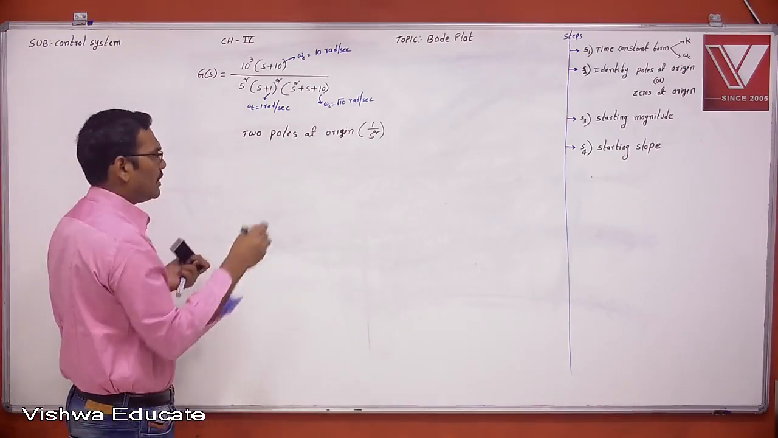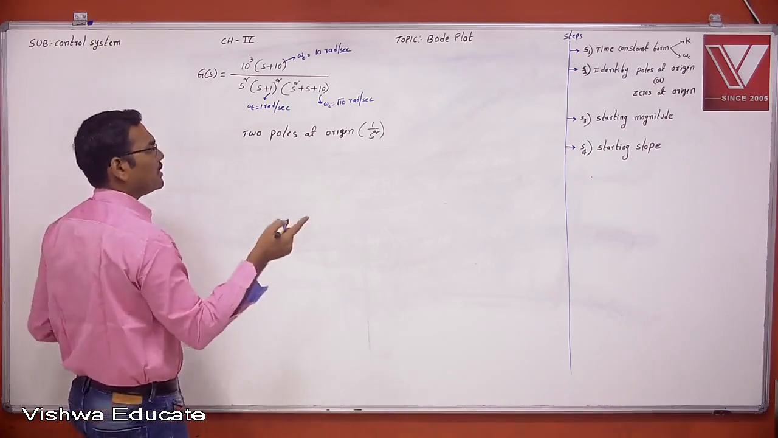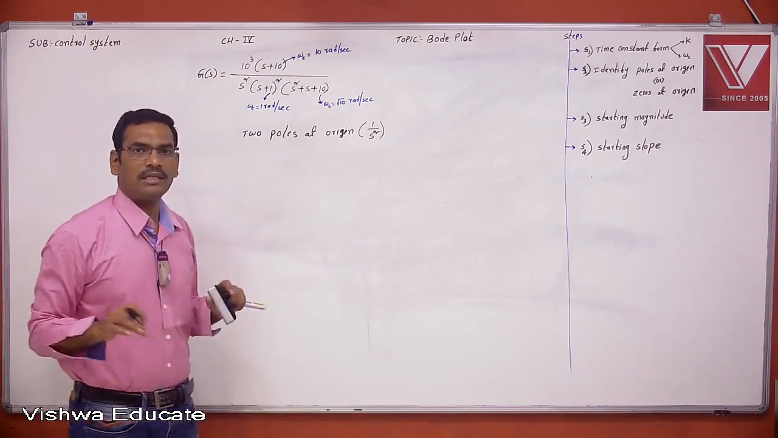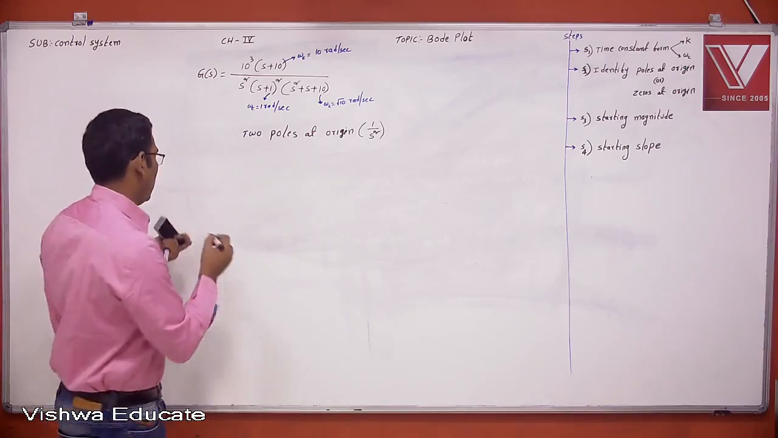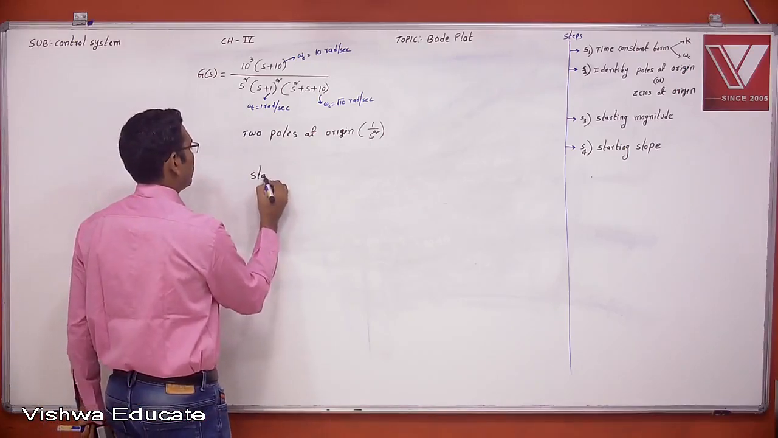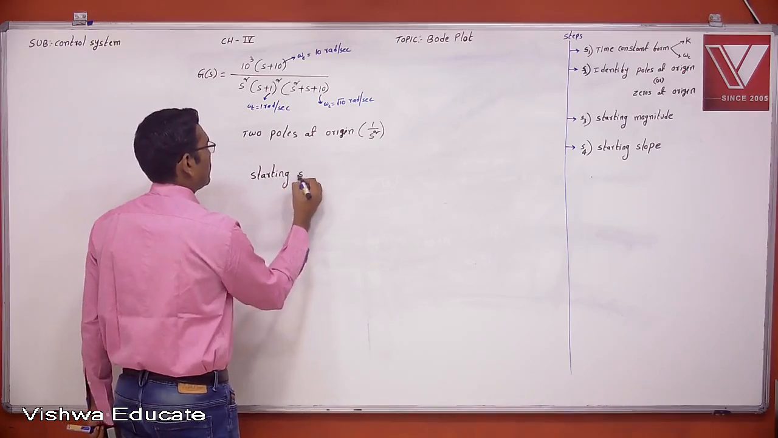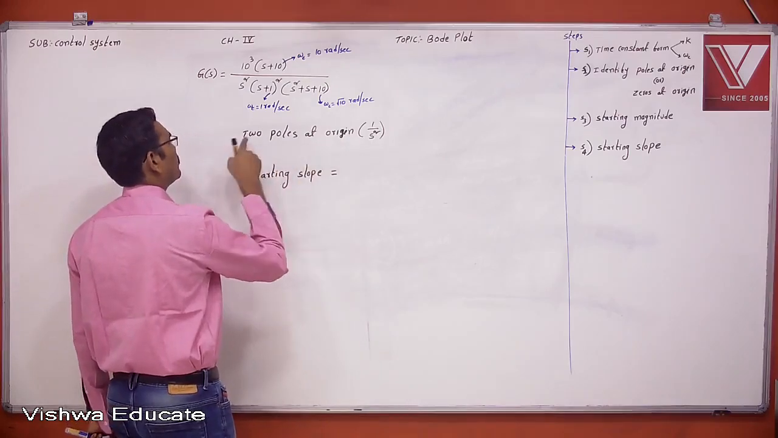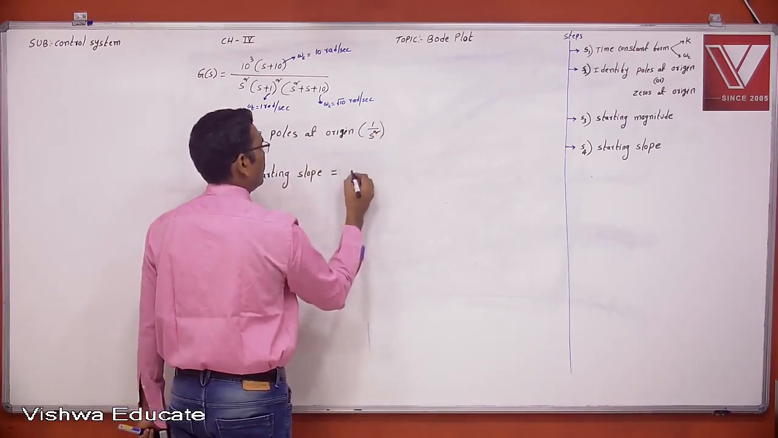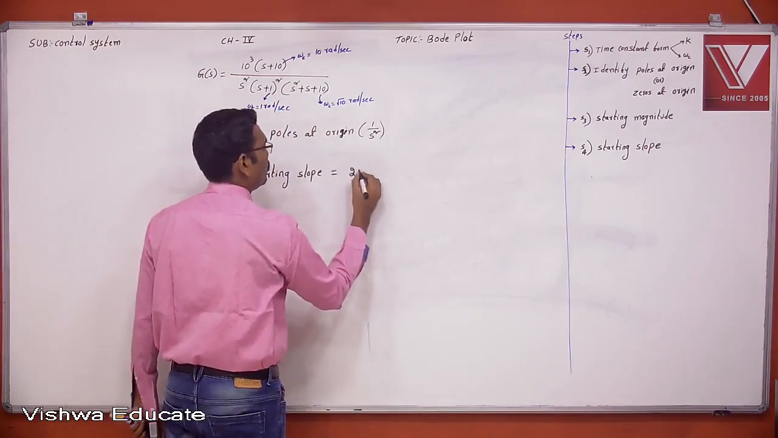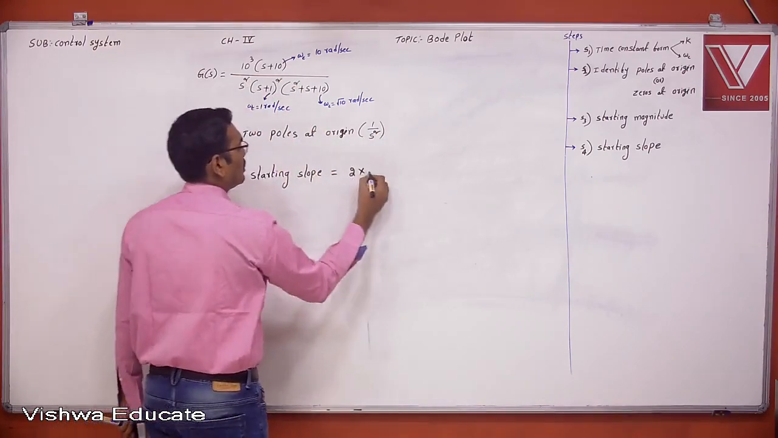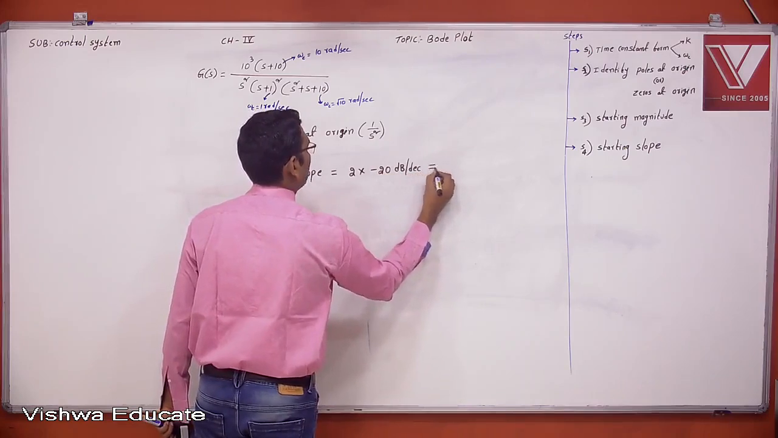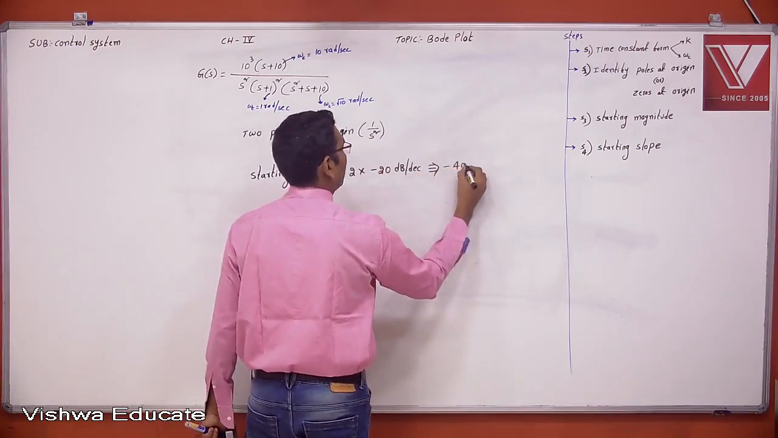Now see the definition: the starting slope is the slope of the number of poles at origin or the slope of the number of zeros at origin. Now here in our problem there are 2 poles at origin. 2 into the slope of each pole, which is minus 20 dB per decade. Therefore, it is nothing but minus 40 dB per decade.